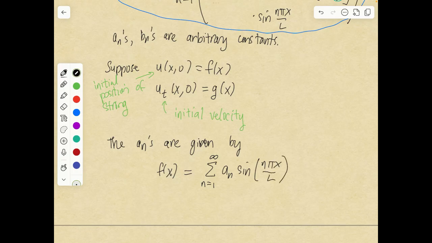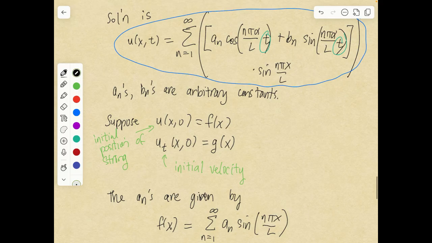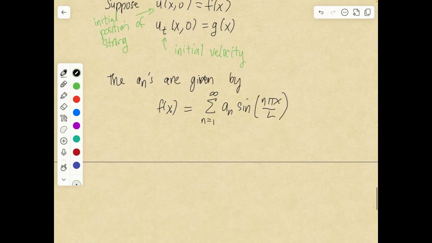So once you know what your f of x is, you will be able to figure out what the ANs are. And then if you do the same thing where you take the partial derivative, u sub t, and then plug in t equals 0 and set that equal to g of x, I'm going to skip that step.